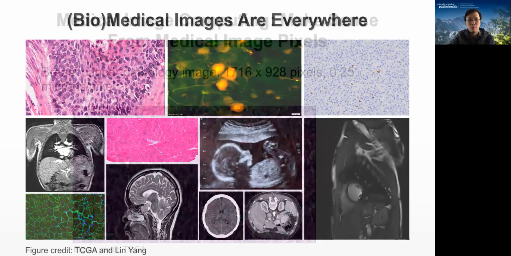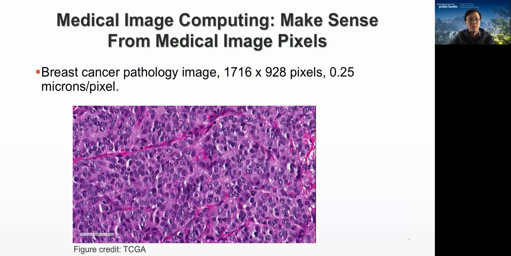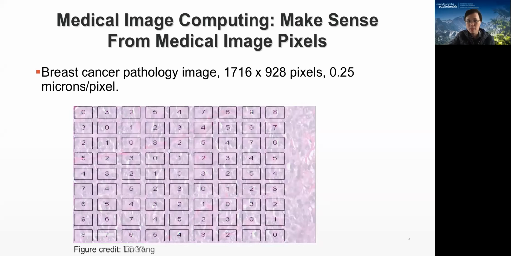For example, this is one example image from breast cancer, from the breast tissue. From these images, we can see that there are a lot of tumor nuclei. And the pathologist will probably conclude that this patient has some kind of breast cancer. For humans or pathologists, it's more straightforward to say that this patient has some kind of disease. But for the computers, it's not that straightforward.